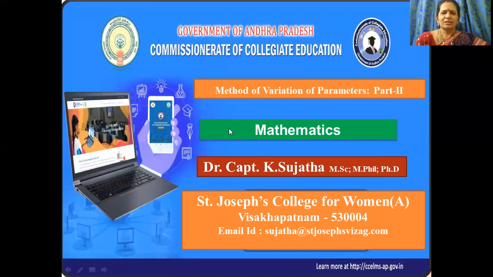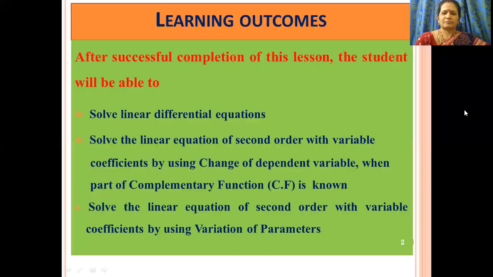In this session, I am going to discuss method of variation of parameters part 2. Coming to the learning outcomes. After successful completion of this lesson, the student will be able to solve linear differential equations, solve the linear equation of second order with variable coefficients by using change of dependent variable when the part of complementary function is known. Also solve the linear equation of second order with variable coefficients by using variation of parameters.